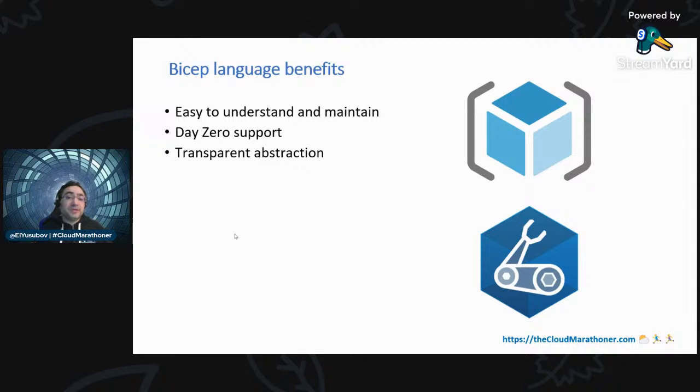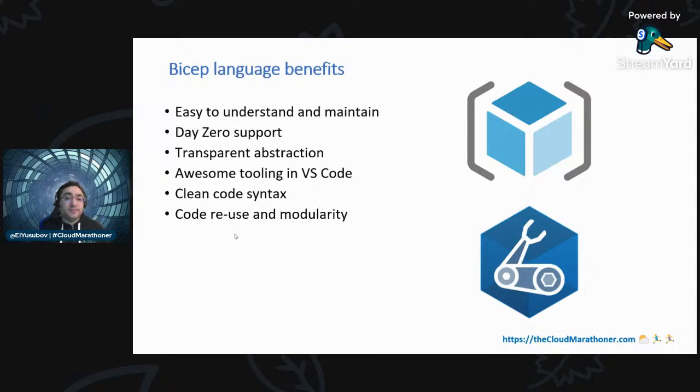We already mentioned that it's a transparent abstraction over ARM templates. Then we said that it comes with tooling in Visual Studio Code, the Bicep extension, namely. It comes with clean code syntax. We have code reuse and modularity. I'm going to show you modules after this, how you can reuse your code in Azure Bicep while you are building. Then it comes with deep and, I would say, flawless integration with Azure, which is not a surprise, I believe. And it comes with some pre-flight validation.